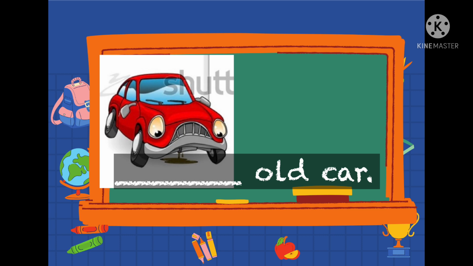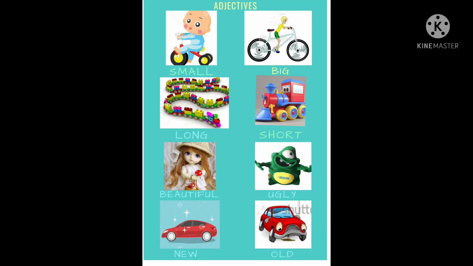Next, do we use a or an? The word starts with O. The adjective is old. So do we use a old car or an old car? Can you answer this yourself? Awak jawab sendiri ya. A old car or an old car. Kereta yang lama.